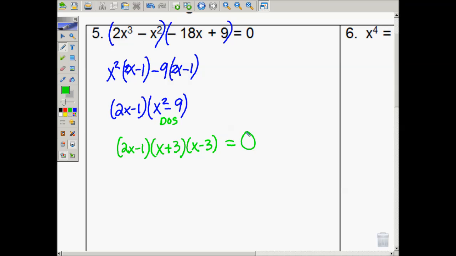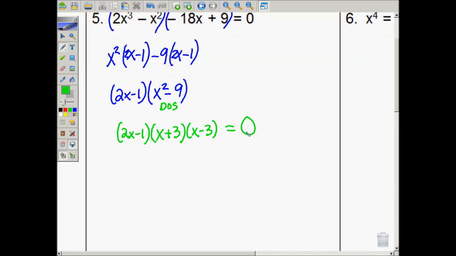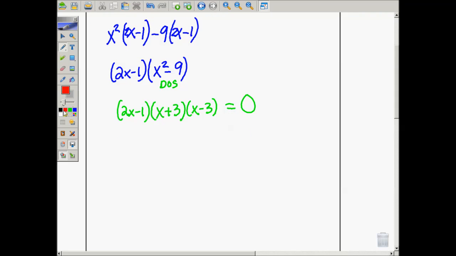So once I'm in factored form, what can I do to each one of these? What did we just do? Set them equal to 0. I can separate them and set them each equal to 0, right? So now I have three smaller problems to work with. Okay? So find my answers, please.